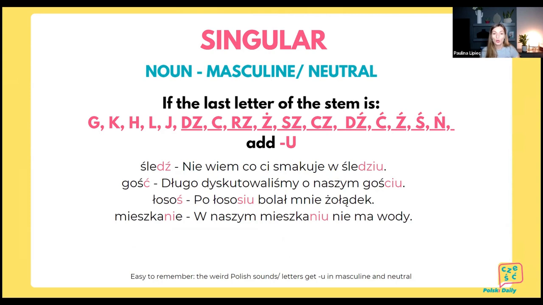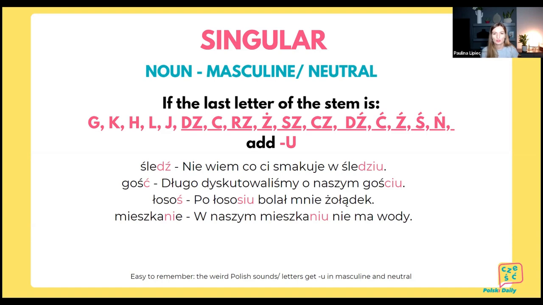Gość. Długo dyskutowaliśmy o naszym gościu. We've been discussing our guest for a long time. Łosoś, salmon. Po łososiu bolał mnie żołądek. After eating salmon, my stomach hurt. Mieszkanie, this word you know for sure. Mieszkanie, w naszym mieszkaniu nie ma wody. There's no water in our apartment.